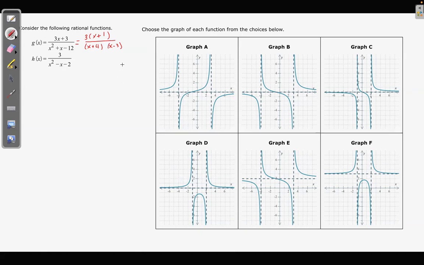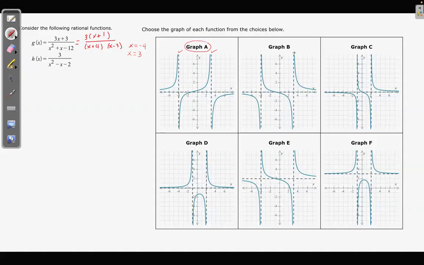So if you look at the numbers that we have, the vertical asymptotes that we're going to be looking for are x equals minus 4, and the other one will be x equals 3. And from the options that we have here, this is x equals 3, and this is x equals minus 4. So option A might be still in contention.